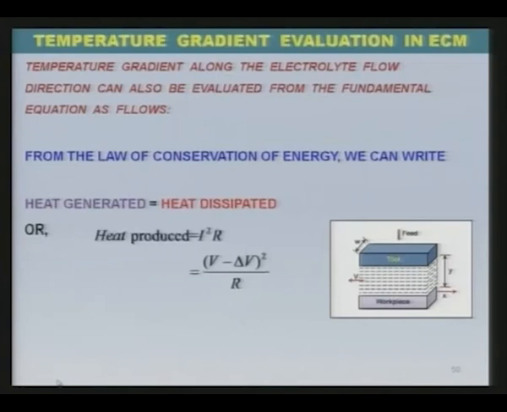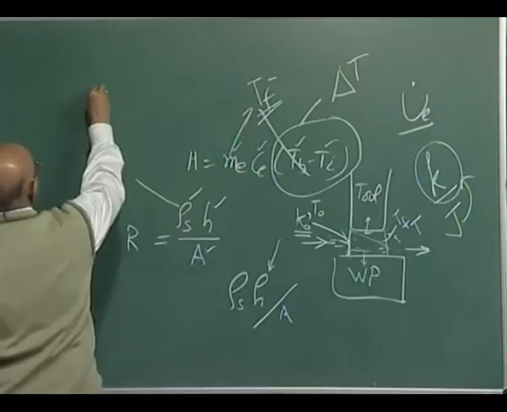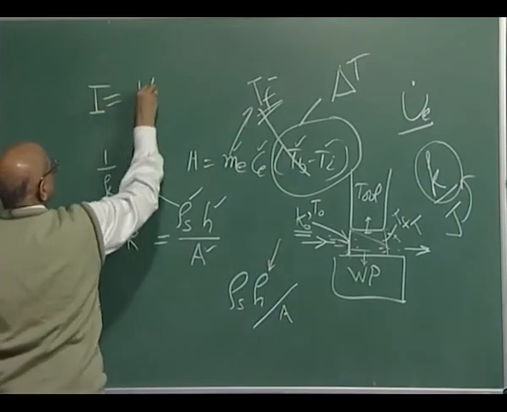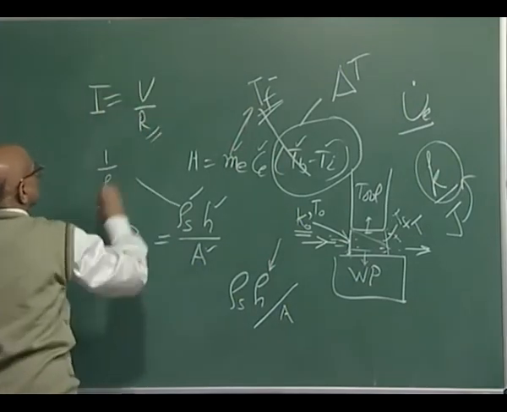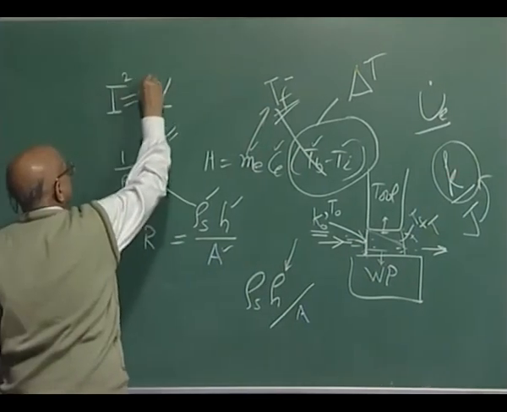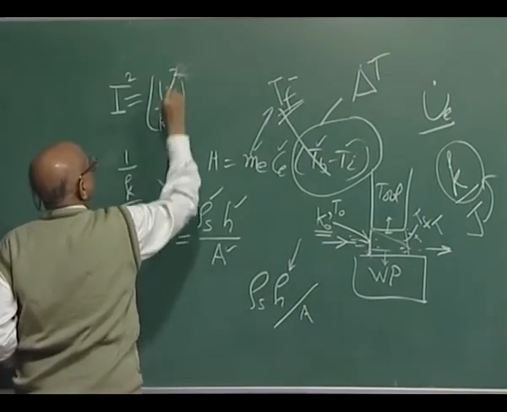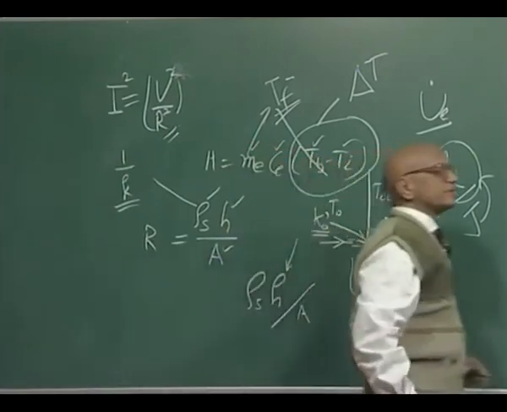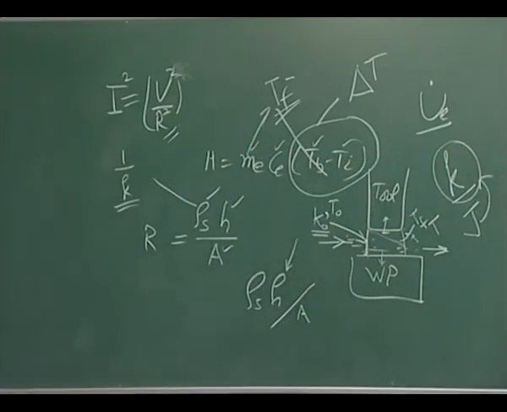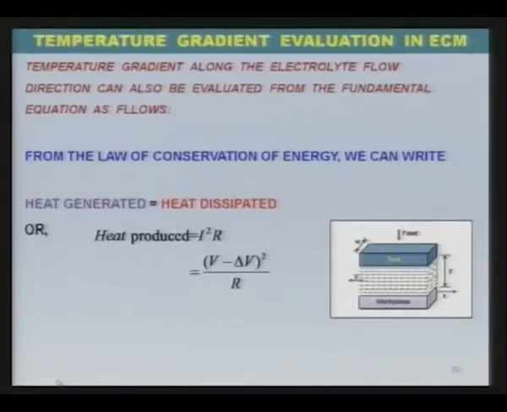So, heat generated we have already calculated, that is given by I square R. Now, I can also be represented as V over R. So, I square becomes V square over R square. So, using this particular equation we can write this as (V minus delta V) square over R, where delta V is the over potential.